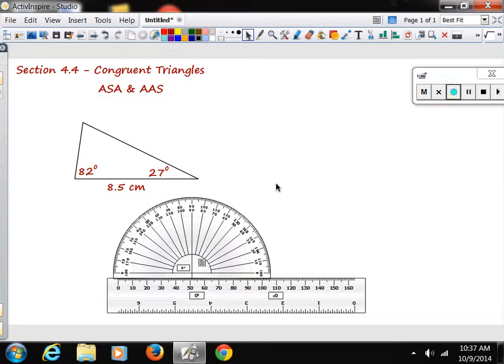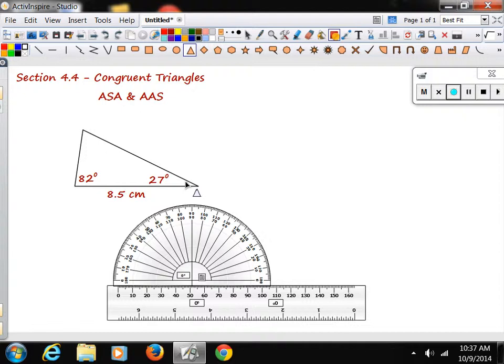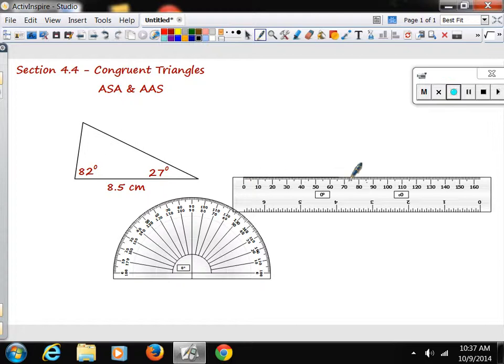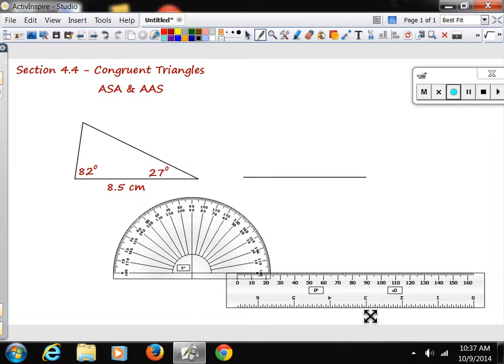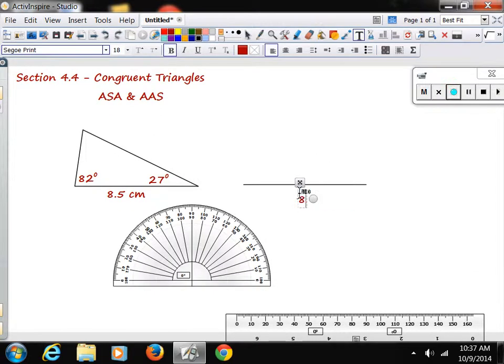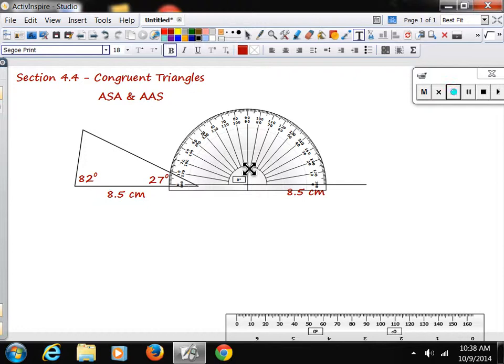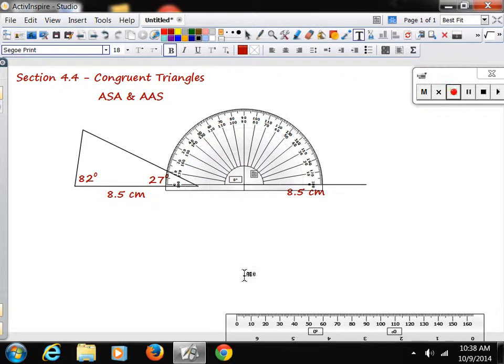Now what we want to do next is to draw a second line that, for me, is 8.5 centimeters. You're going to make it whatever side you need. So I'm going to get my ruler out and measure 8.5 centimeters so that I have the same exact side. And then I want to measure my two angles from those two ends. I don't want to connect them right at the moment.